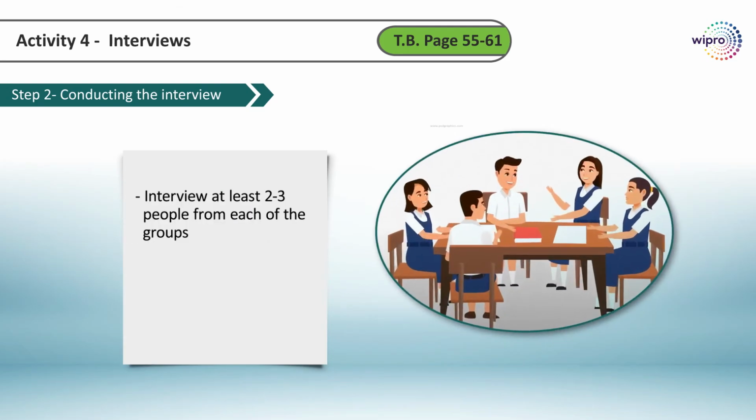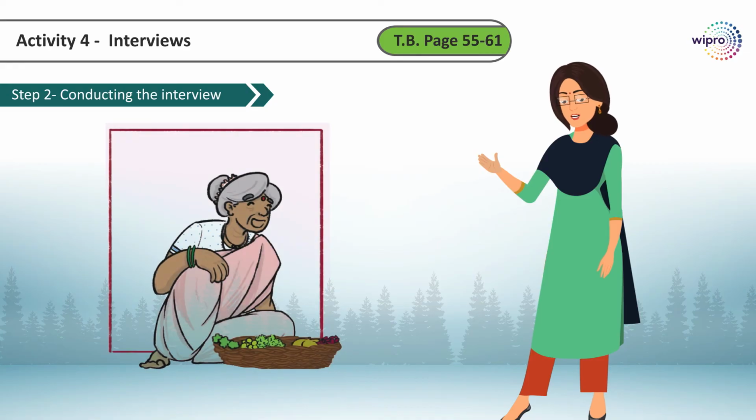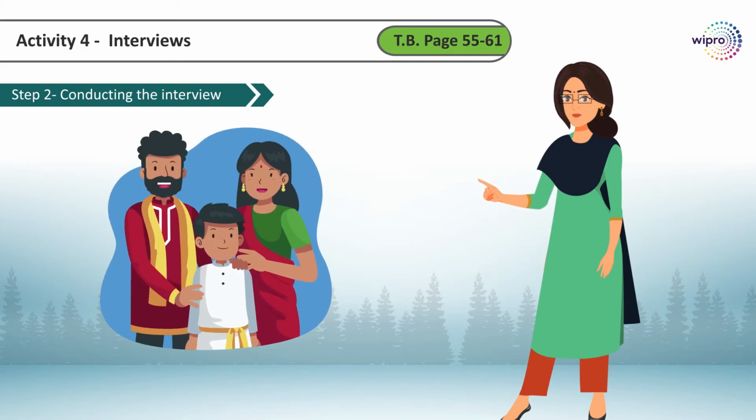Interview at least 2 to 3 people from each of the groups. Find people belonging to different age groups and gender. Interviewing several individuals or groups will capture variation in experience. For example, interview people belonging to your parents' generation as well as grandparents' generation, as their knowledge and experience will be different. Also, the perspective of women and men will vary, and interviewing both will give you a complete view of the topic you are trying to understand.